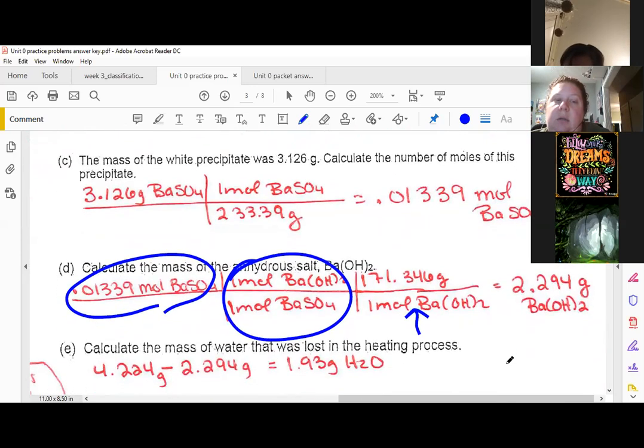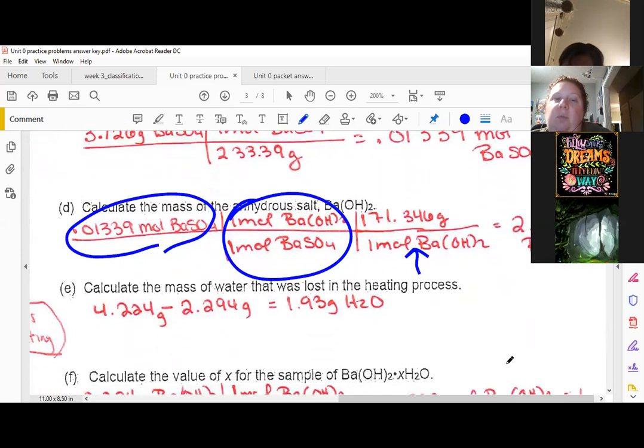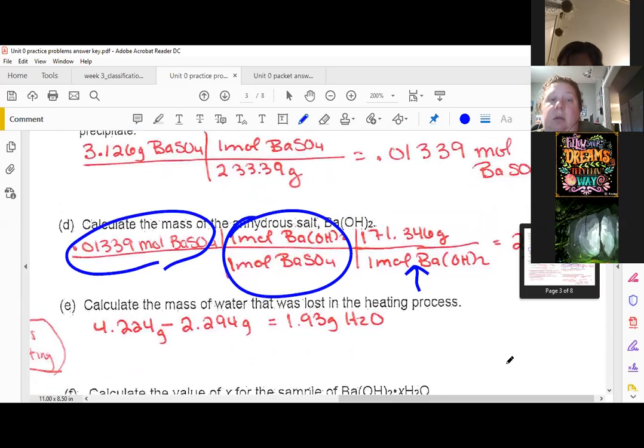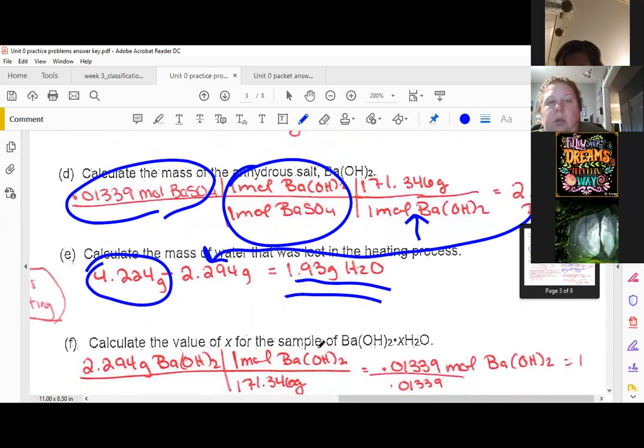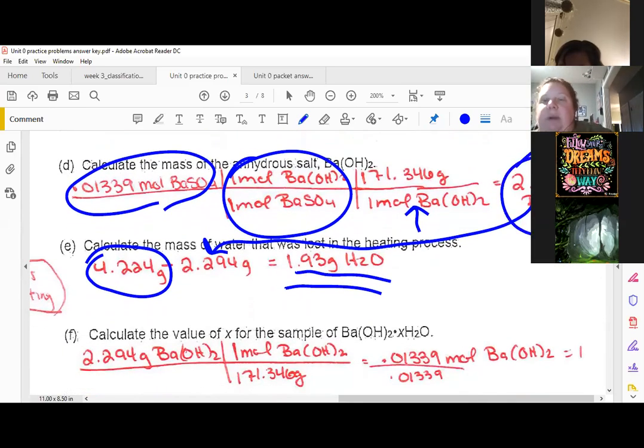And then E, calculate the mass of water that was lost in the heating process. Well, we calculated in A how much of that initial sample we had. We now know that 2.294 grams of that was barium hydroxide. So it means that 1.93 grams of that mass had to be the water that was driven off. So now I've got grams of barium hydroxide, I've got grams of water.